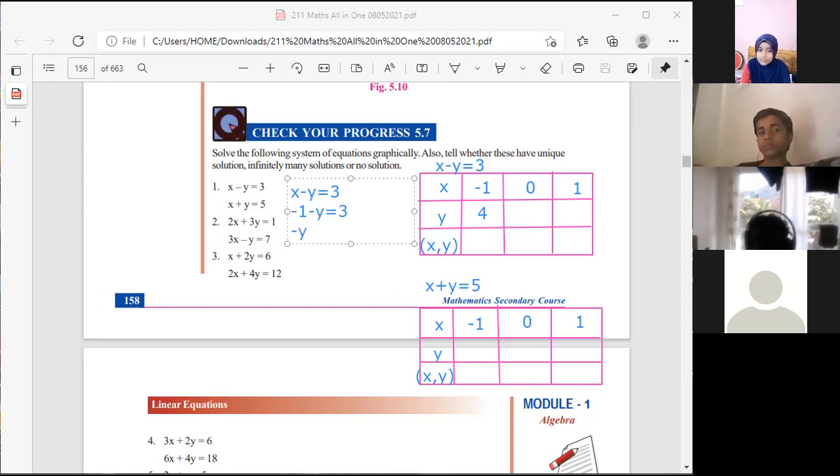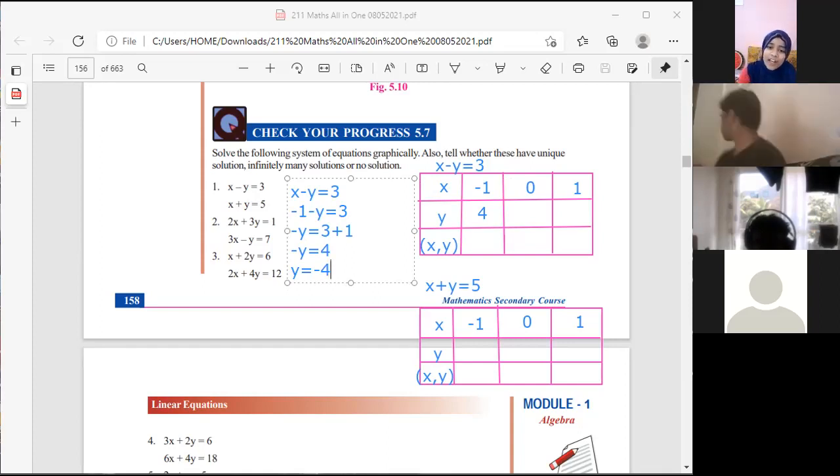Minus y is equal to 3 plus 1. Yes, Afia? 4, teacher. So minus y is equal to 4, no? So what is y? -4. Yeah, -4. Correct? But how does the minus just change from y to 4?